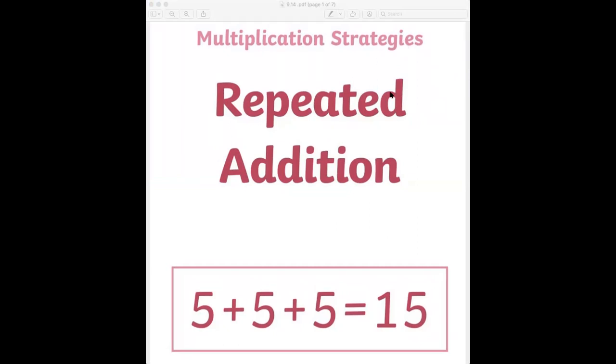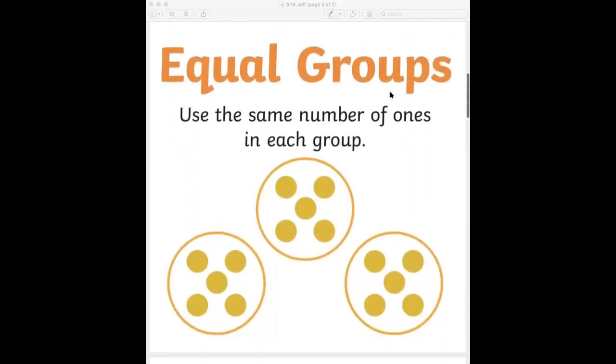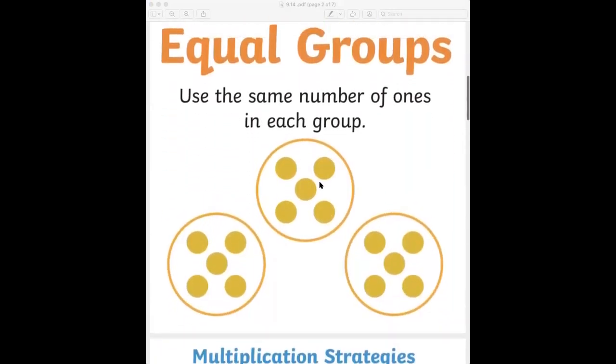So let's take a look at the next one. Ooh. So we have 3 equal groups of 5 buttons. Can you give me the equation? 3 times 5. 5 times 3. So it's 3 groups of 5. So it's 15 buttons, right? So it's the same thing.